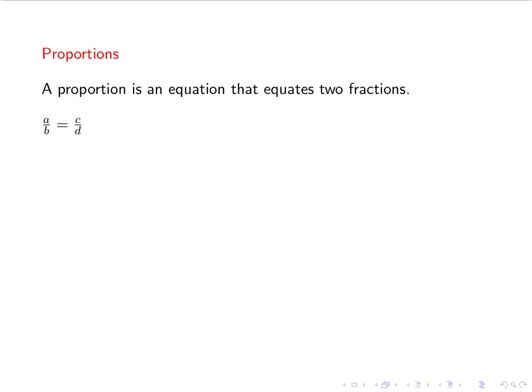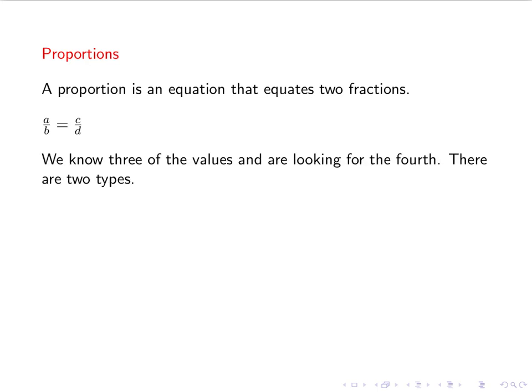Okay, and then to end the section, we're going to look at proportions. A proportion is when you have an equation that's a fraction equal to a fraction. So something like A over B equals C over D. We're usually given 3 of the values and looking for the 4th. And if that's the case, there are 2 different types that we can have. The first type is when the unknown is in the numerator. So for example, x over 4 equals 3 over 8.